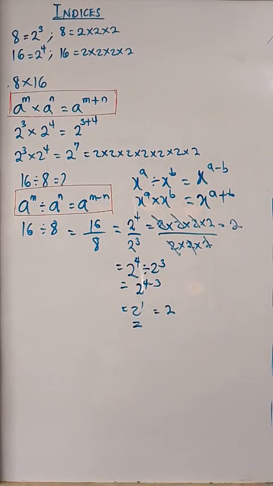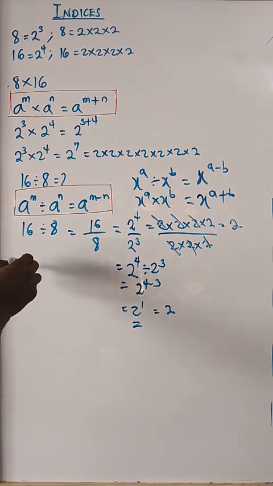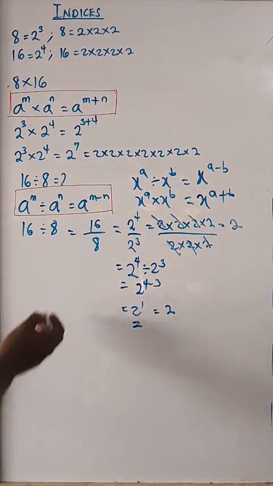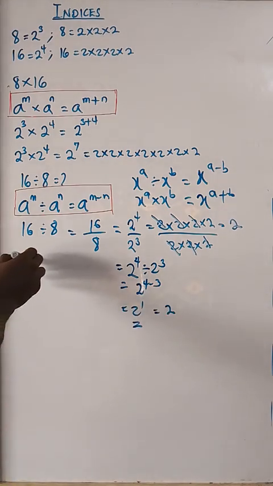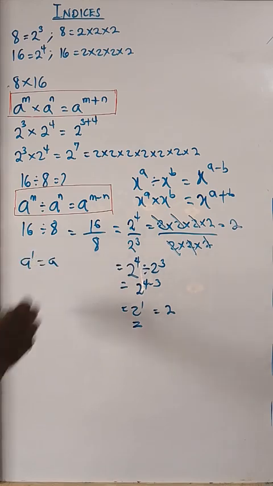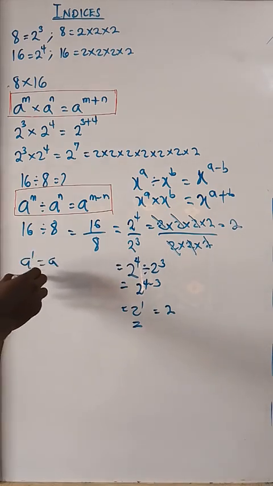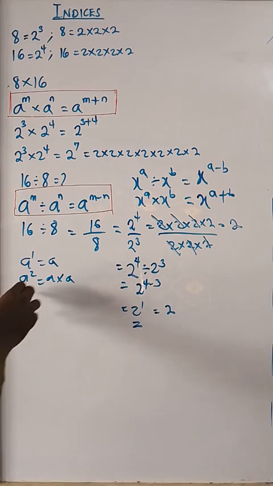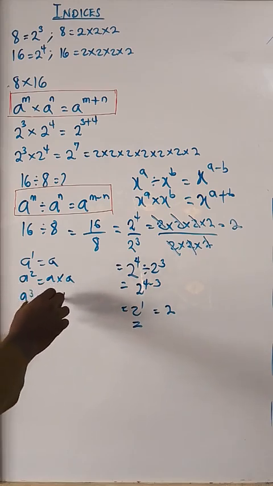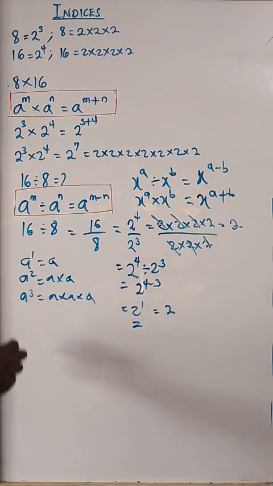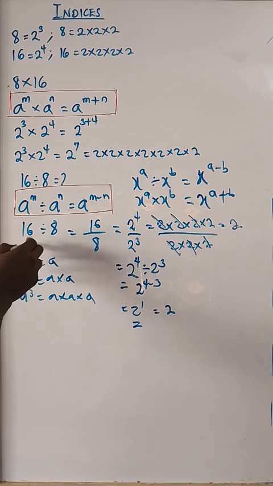So I believe you know the first and second law of indices. Now let me ask this quick question. We know that a number raised to power 1 is that number. For example, a raised to power 1 is a. A raised to power 2 is a in 2 places. A raised to power 3 is a in 3 places. So if I ask, before 1 we have 0, what is a raised to power 0?